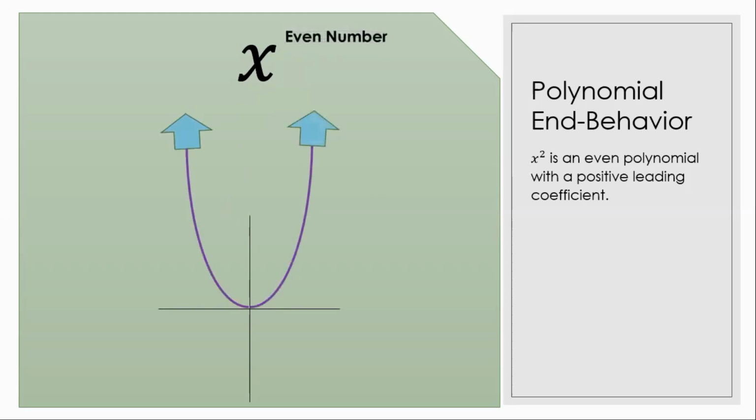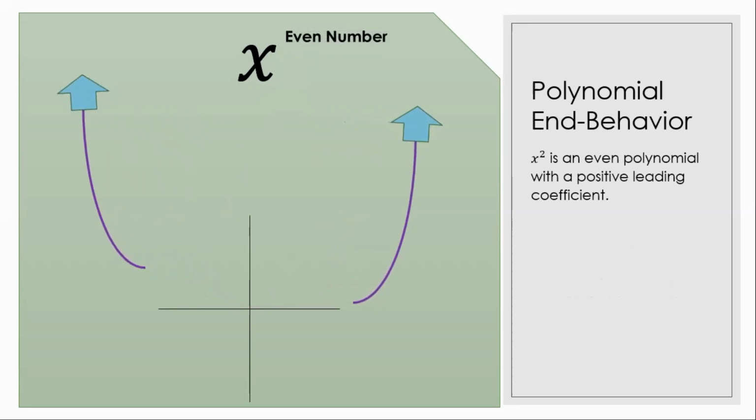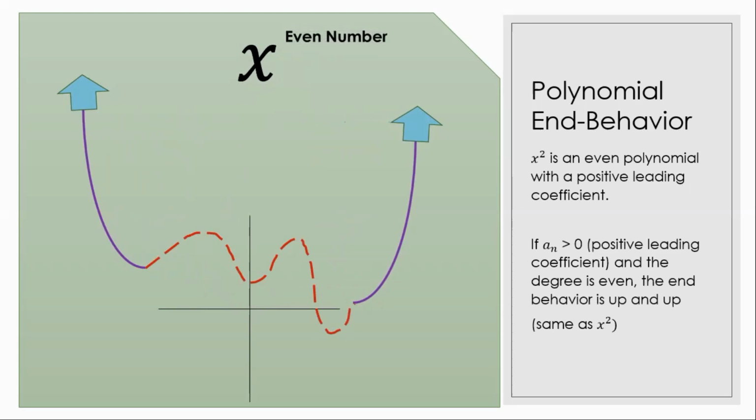This can be expanded upon to say, okay, well, if x is raised to any even number, while we don't know what's going to happen in the middle there, any number of things could happen, it will be smooth and continuous. But what we do know is that if the leading coefficient is positive and the degree is even, it will have the same end behavior as x squared, that is, up and up.